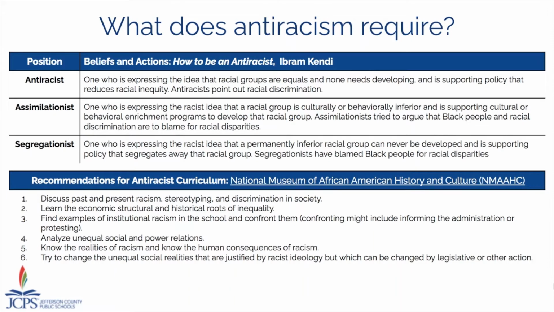So what does anti-racism really require? Here we have two examples of two different groups who are looking at approaching anti-racism. We'll continuously be building out our curriculum around these two measures. The first one is really from Ibram Kendi's How to Be an Anti-Racist. He talks about the difference between anti-racist, assimilationists, and segregationists. And that really an anti-racist is one who is expressing the idea that racial groups are equals and none needs developing, and is supporting policy that reduces racial inequity.